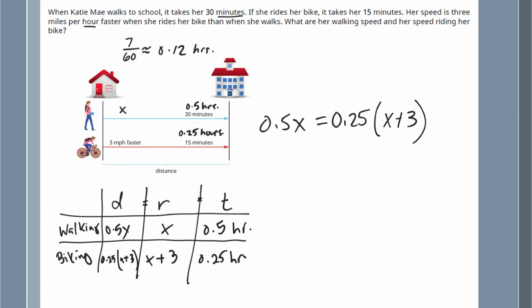And we can then solve that equation. So to begin with, we'll distribute. We need to do 0.25 times 3, and that'll give us 0.75.